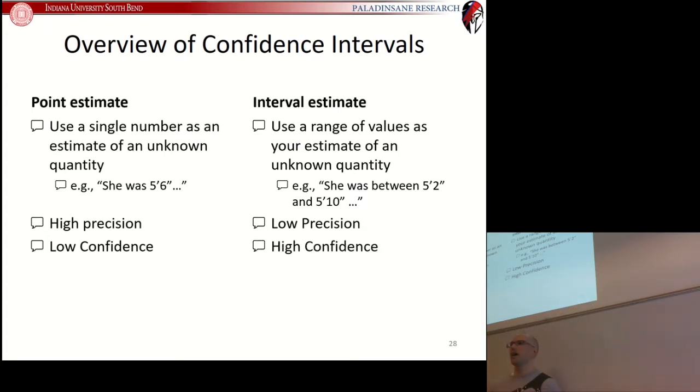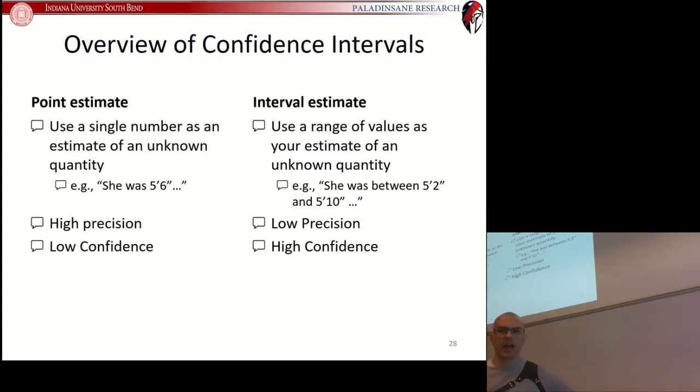On the other hand, an interval estimate is low precision, so you can be very confident. If your friend asks, how tall is your cousin, and you say, well, she's between 5'2" and 5'10", and they ask, are you sure? Yeah, I'm pretty sure. Are you really sure? You might have to think about it for a second, and then say, yeah, I'm really sure. Highly confident that she's between 5'2" and 5'10". So with low precision, you get high confidence.